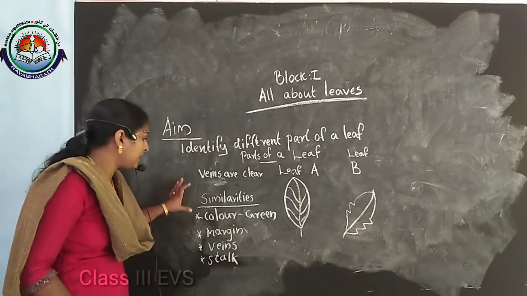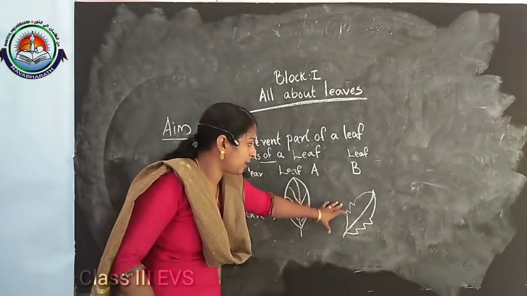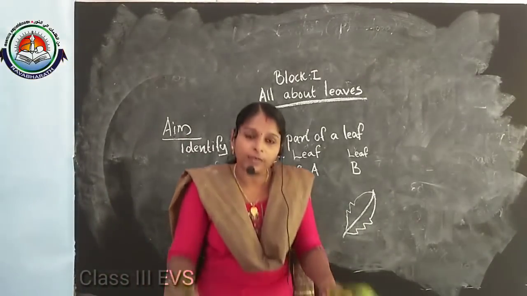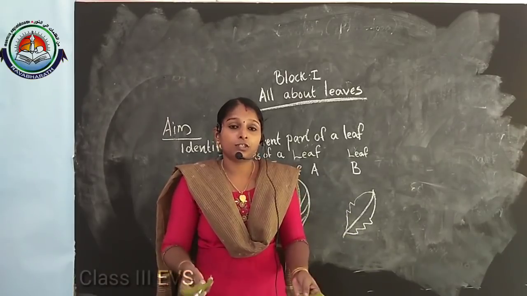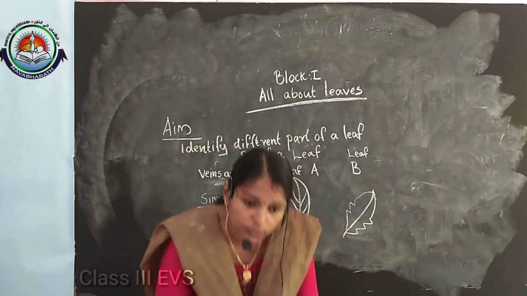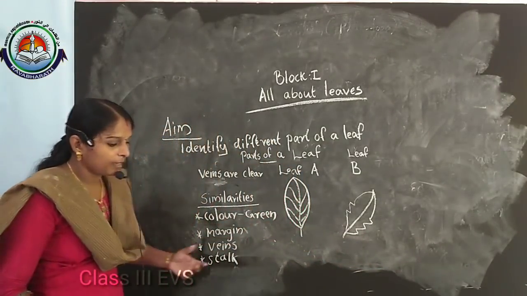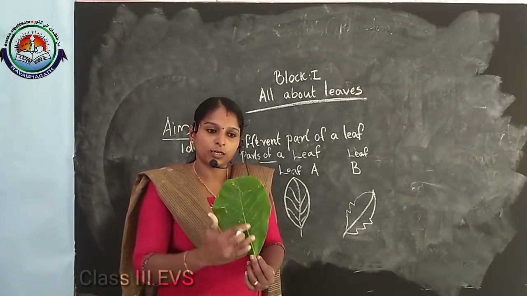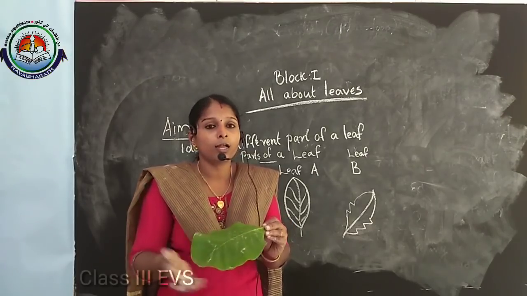So we can find some similarities between these two leaves. Both leaves are green in color. Sometimes if we are taking leaves of the same size, then we can say the size is the same. If the two have the same shape, then we can say the shape is also the same. And some leaves we know have a smooth texture. Texture means when we touch it we can understand whether it is smooth or rough.